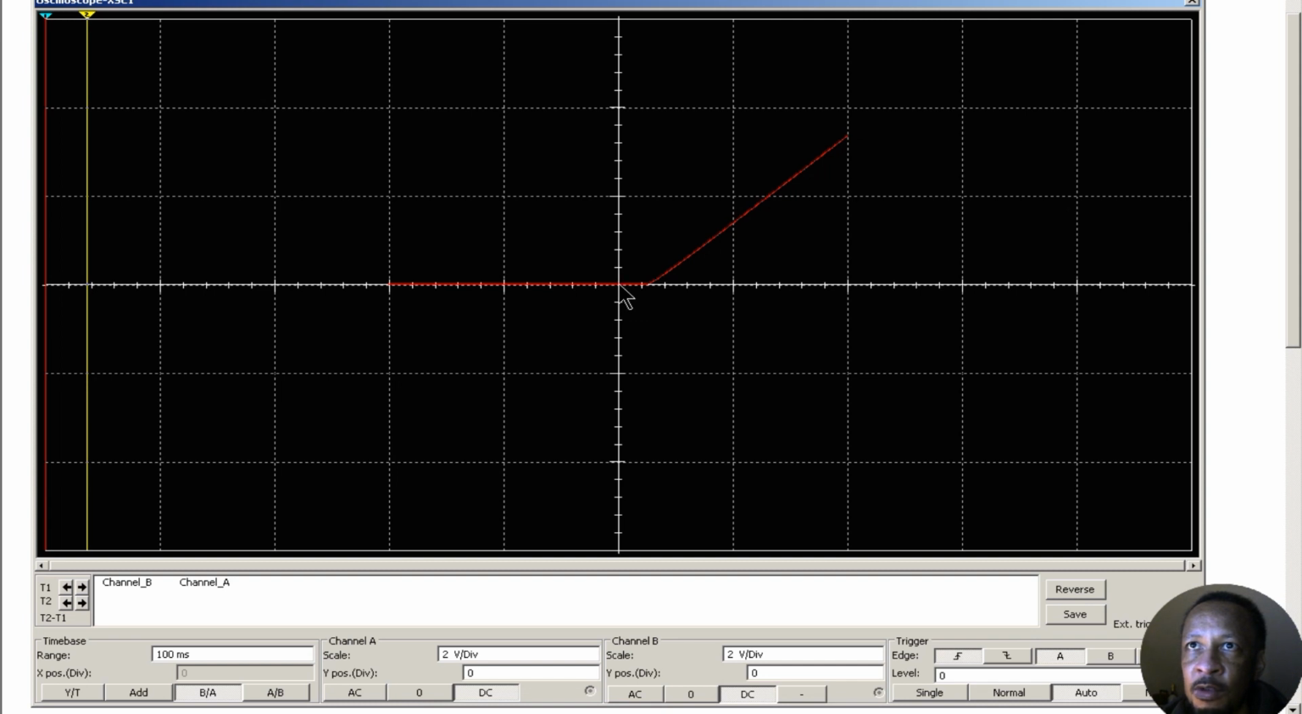So starting here at 0, -2, -4. Starting here again at 0, +2, +4. And I also have 2 volts per division here as well.